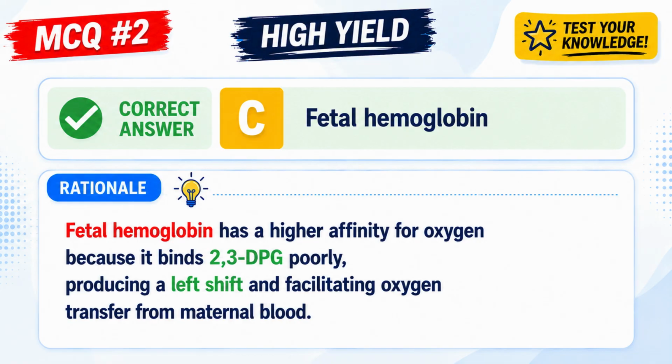This is physiologically brilliant. At the placenta, maternal blood arrives partially deoxygenated. PO2 is low. Fetal hemoglobin's higher affinity allows it to extract oxygen from maternal hemoglobin at these low PO2 values, pulling oxygen across the placenta from mother to fetus, an elegant design.